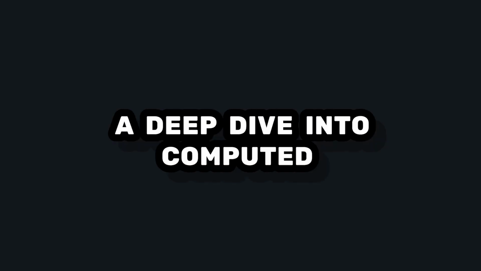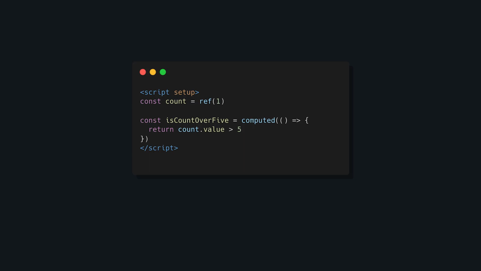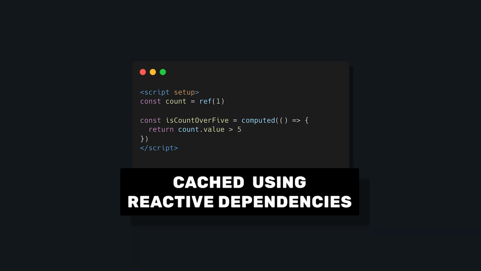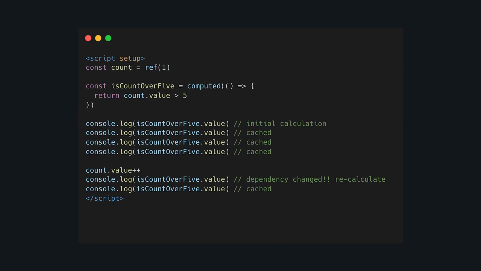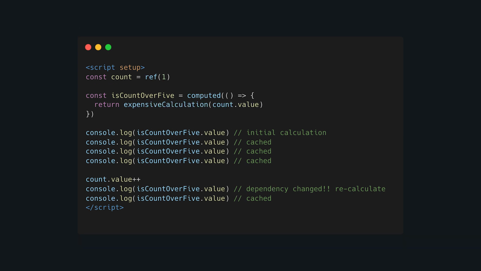To start off, let's take a deeper look at computed. First, computed properties are cached based on their reactive dependencies. This means that our callback function will only run when a dependency changes. So if we access our computed property multiple times without the dependencies changing, we'll immediately get back the cached result. Most of the time, this is a great optimization because if we have an expensive computed property with lots of computation, we only want to run it when necessary.